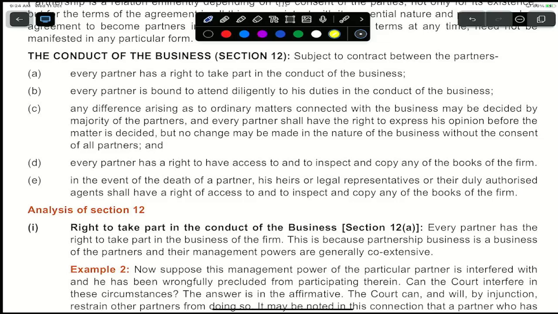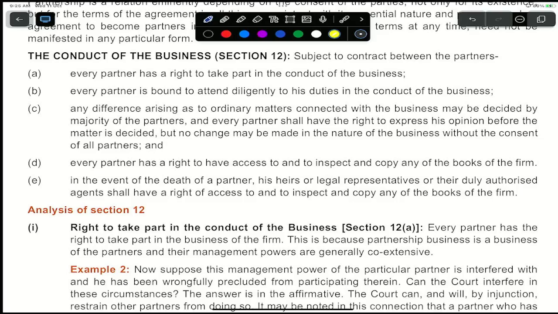Third point, underline the words ordinary matters, majority. Change in the nature of business, all the partners. Underline those key terms. So tell me, I wanted to change general ordinary matters, whose approval is required? I wanted to change the entire nature of business itself, that's the answer. In the examination, he will see whether you have written these two words or not. In the middle, you write whatever you want, he doesn't care. Are you understanding or not?